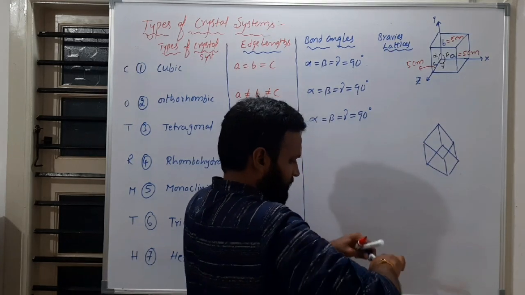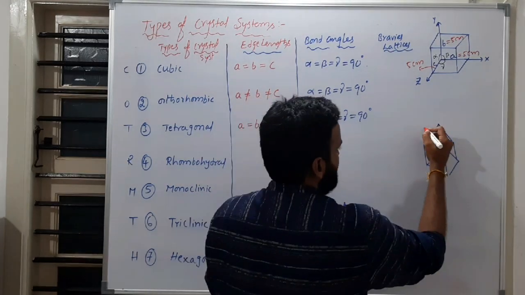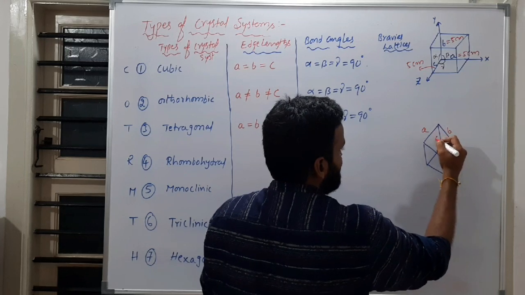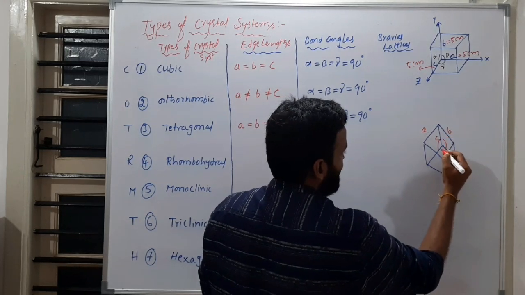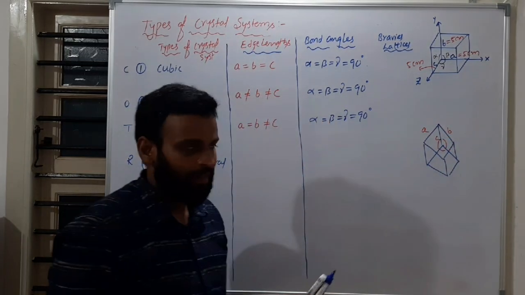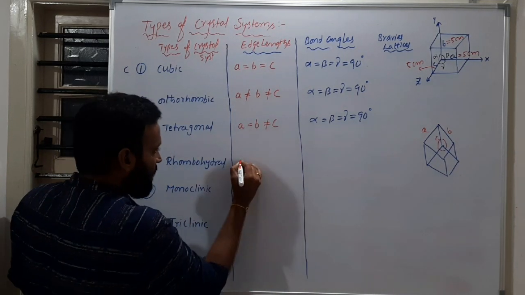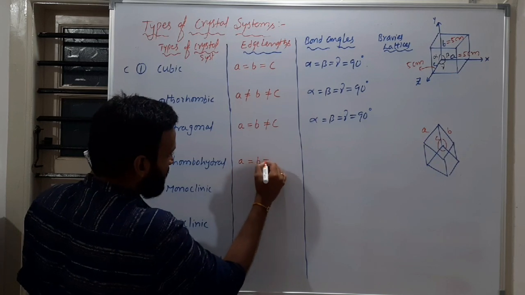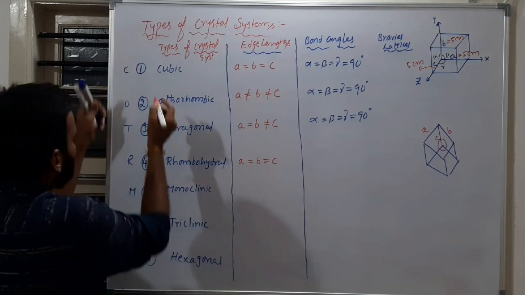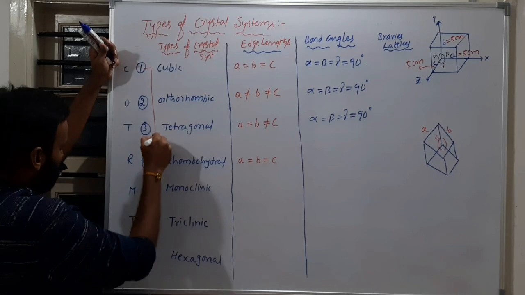Suppose here I am considering this is A and this is B and this is C. And this angle, this angle, this angle, all angles are the same. This is rhombohedral. So what here? A is equal to B, B is equal to C. That means this 1 and 4 are similar.